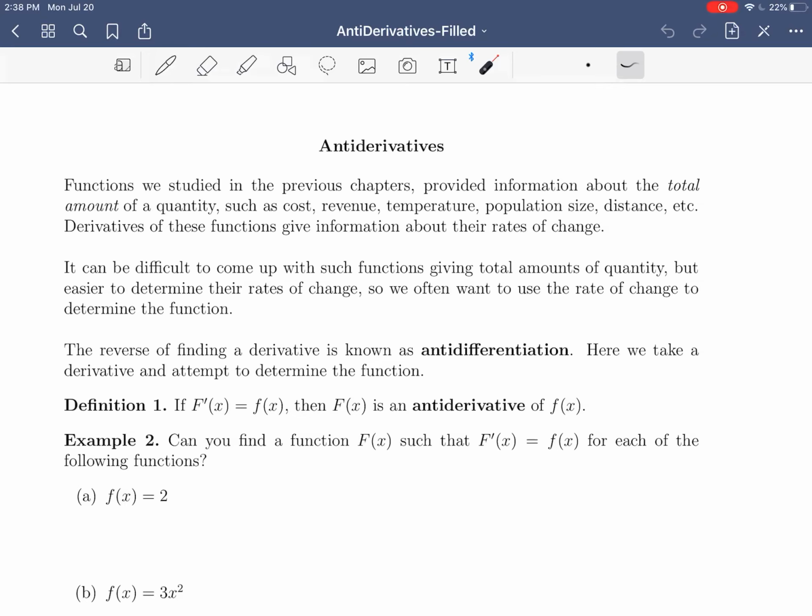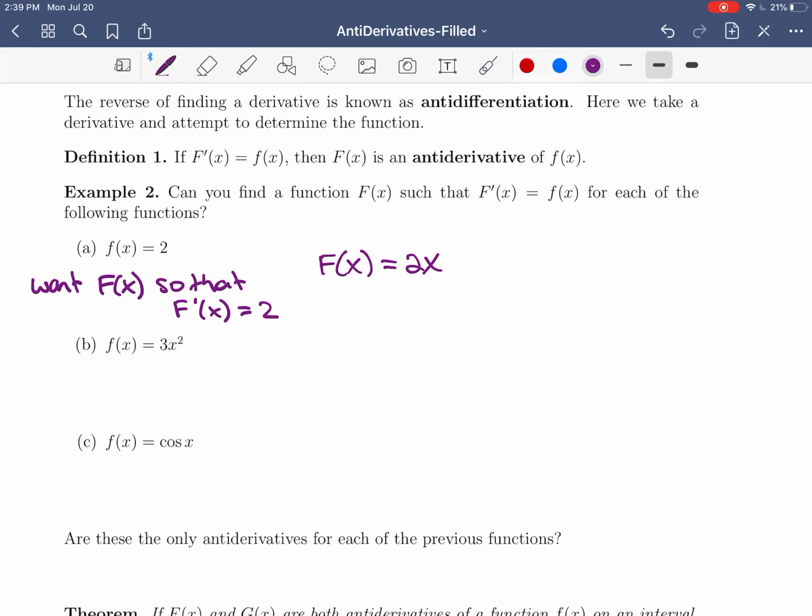So let's just do some basic examples. For each of these, we want to find the capital F of x that has these derivatives. For the first one, I want capital F of x so that F prime of x is equal to 2. So I want a function that has derivative of 2. We could use F of x equal to 2x. That would be a function that has derivative equal to 2.